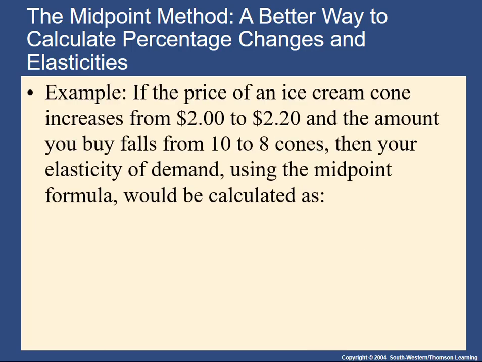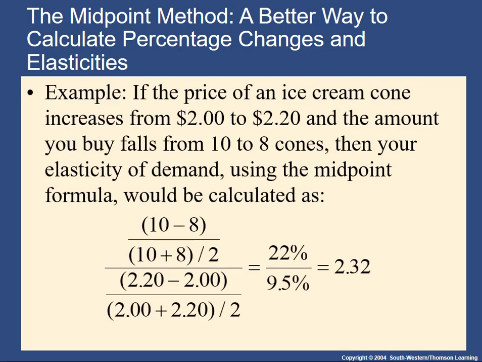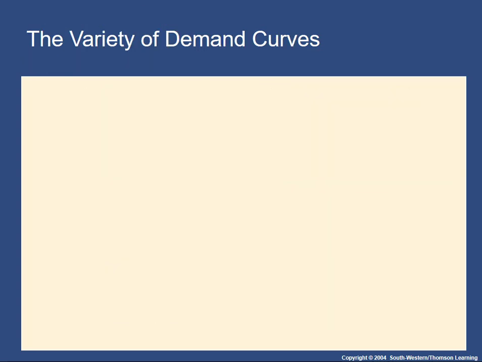So again, if we go back to this ice cream example, if we use the midpoint method, then we end up getting an elasticity of 2.32. Okay, and that's the one that we would be calculating for this class. Hopefully you can follow all of the calculations of the percentages just fine based on the example that's given.